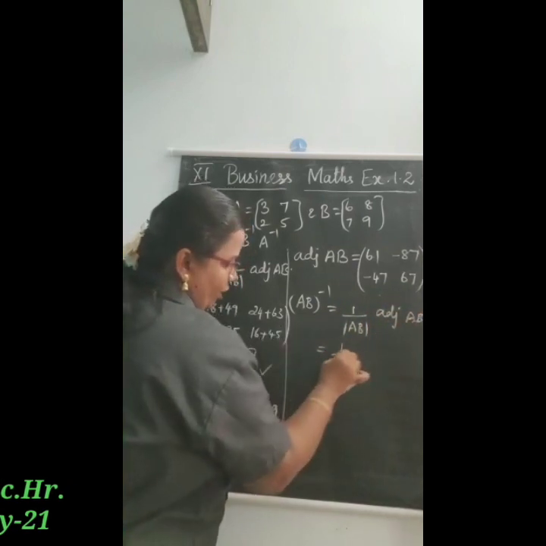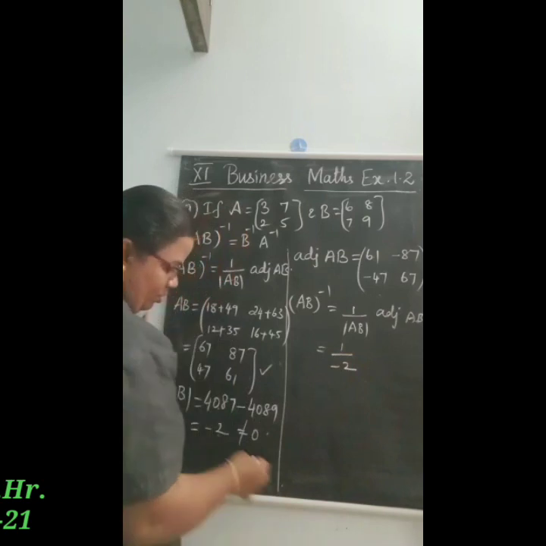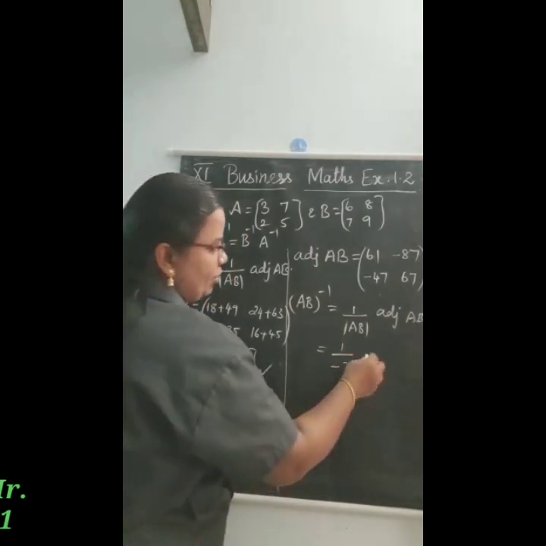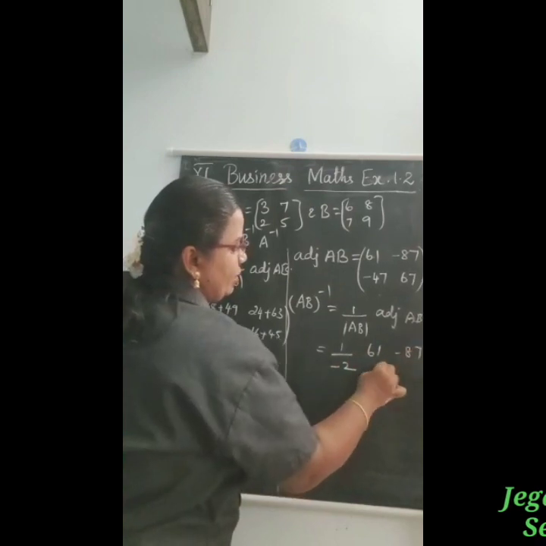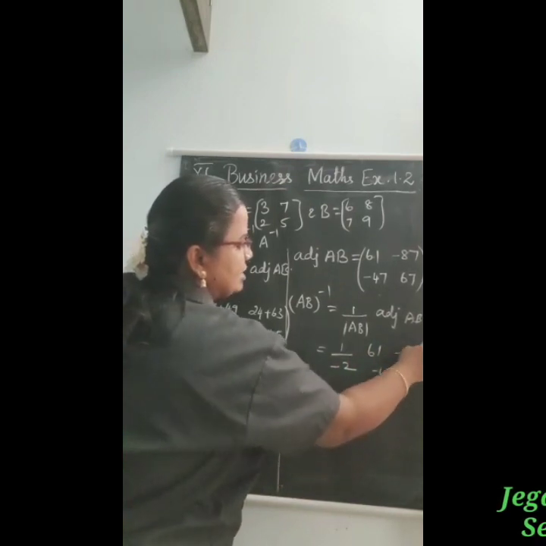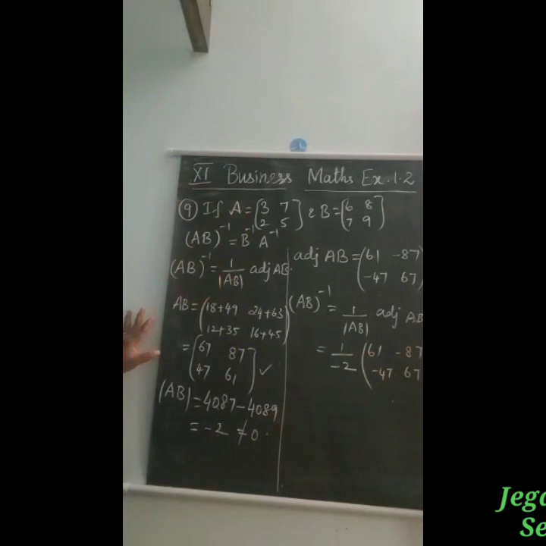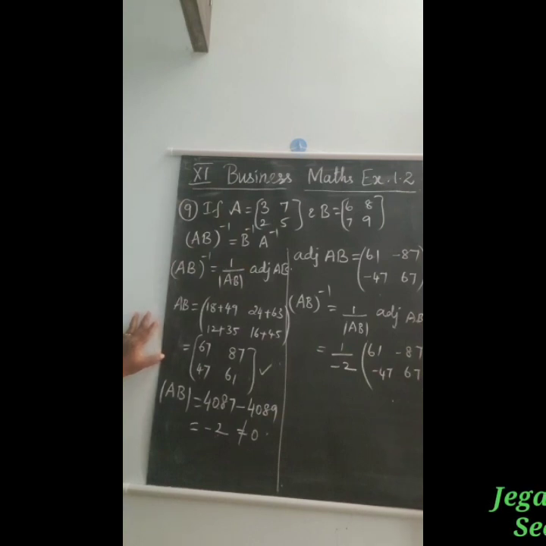So that is equal to 1 by minus 2, this is the value for our determinant of AB, into 61, minus 87, minus 47 and 67. So minus 1 by 2 into, what is the matrix? Minus 1 by 2 into 61, 87 and then 47, 67.